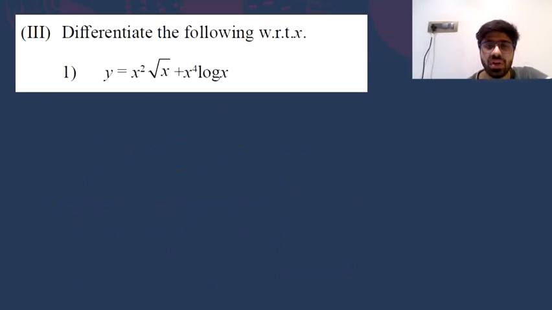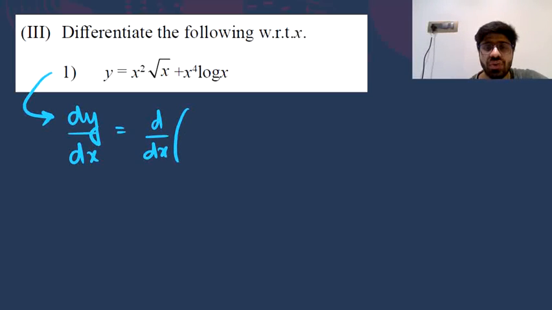Let's go ahead with the next question. Here it's again the same rule, but just the sum is going to be a bit lengthier than the first 6 sums that we have taken in this video. So if we take a derivative on both the sides, we have dy by dx that will be equal to d by dx of x square into root x plus x power 4 into log x.